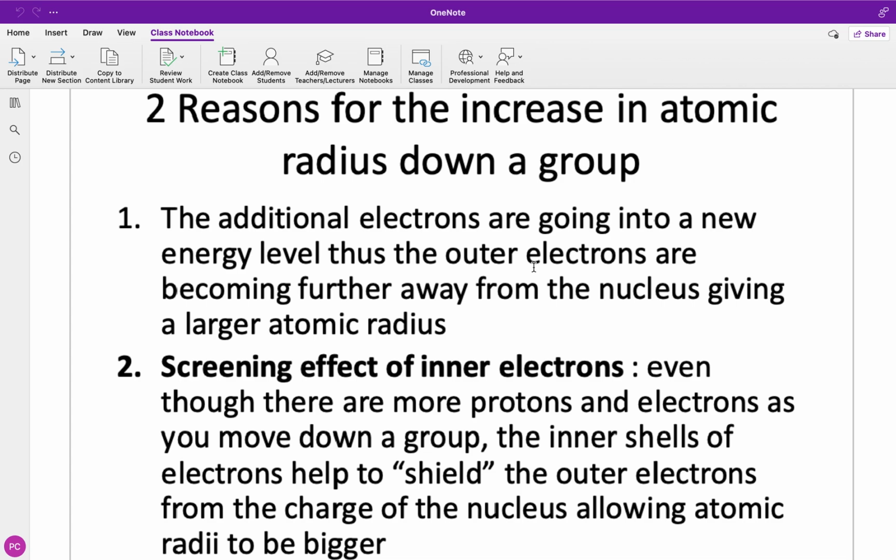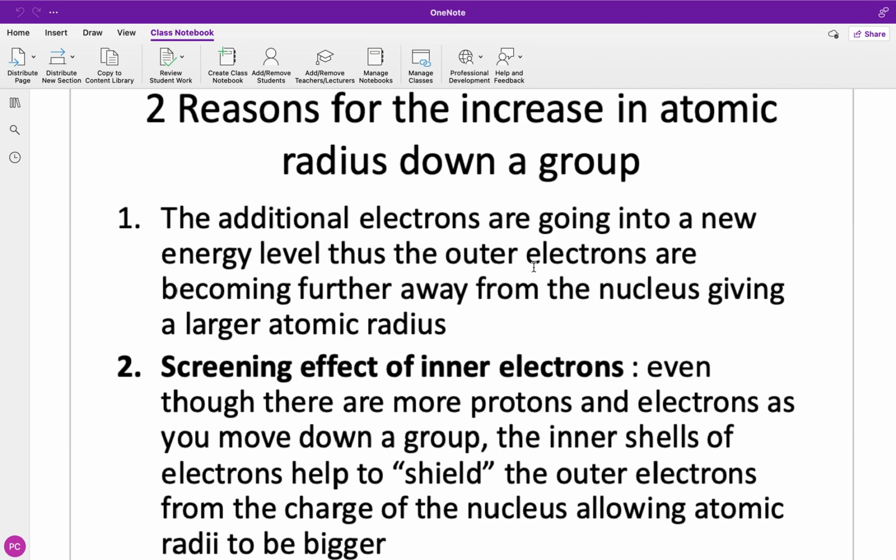So the additional electrons are going into a new energy level. So remember this: 1s2, 2s2, 2p6, 3s2, all that? So going to a new energy level, the outer electrons are becoming further away from the nucleus. As they go up in energy level, they get further away from the nucleus. So you imagine in sodium, the first two electrons that go on are really close to the nucleus, whereas the poor outer electron, the one that it's always trying to get rid of, is really far away from the nucleus, so it's going to have less of an effect from the protons.